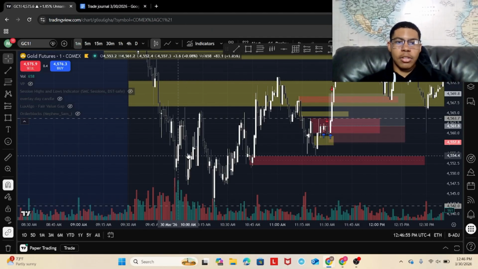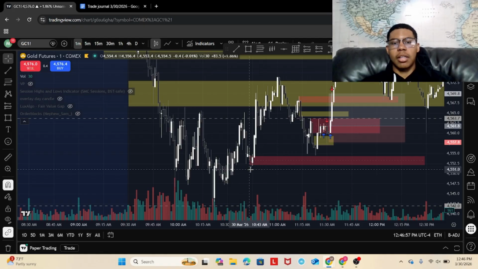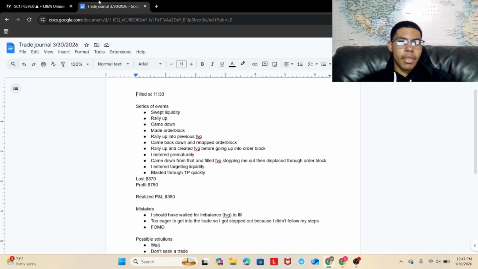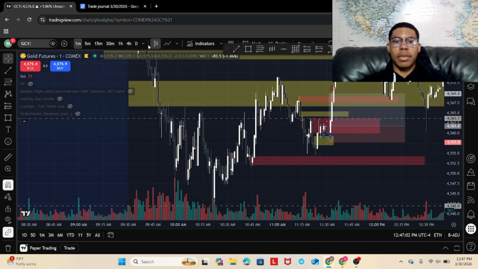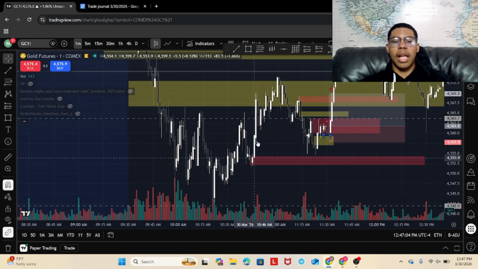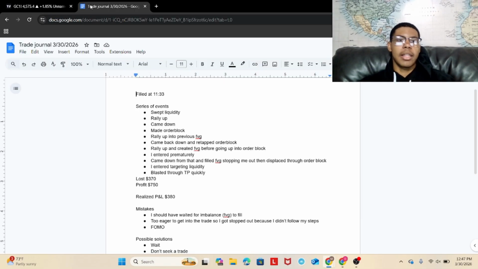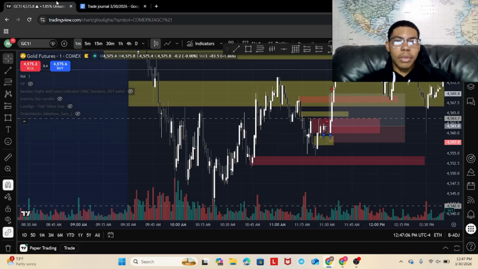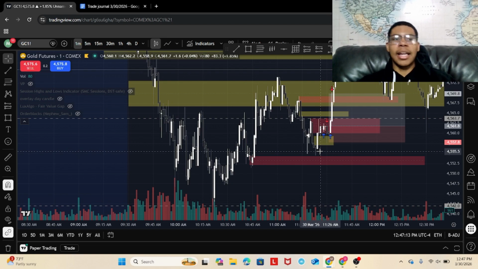So came back down, so swept liquidity, rally up, came down, made order block, and then we rally up into a previous fair value gap. So after we hit this, made this order block, we came up, filled this fair value gap. That's what happened, right? So after we filled that fair value gap, we came back down and retapped the order block. Boom. I thought that was an entry.